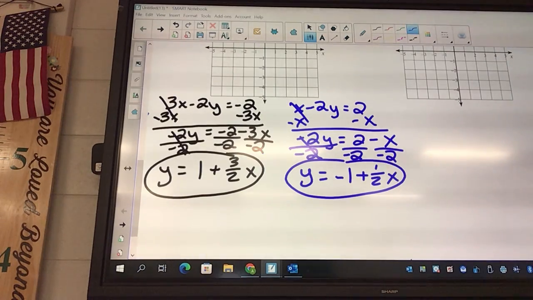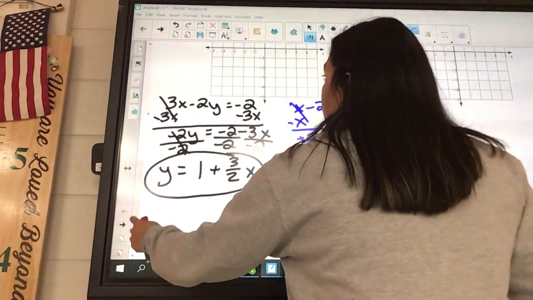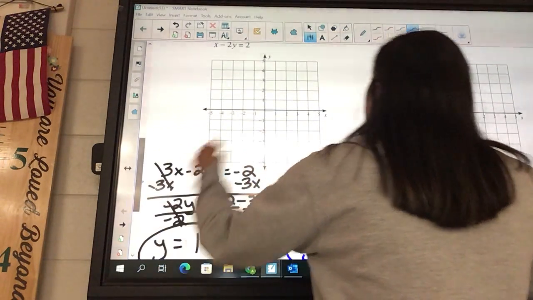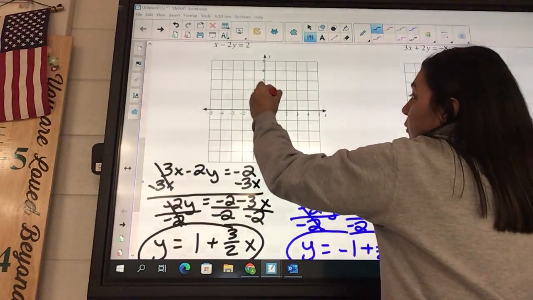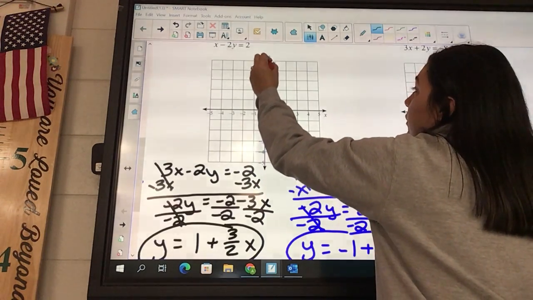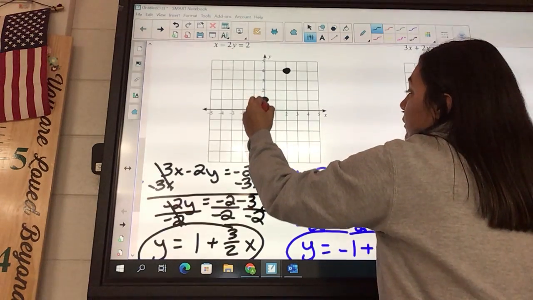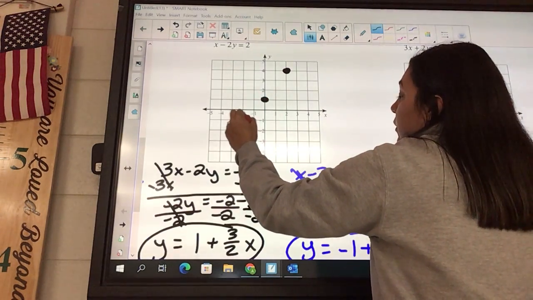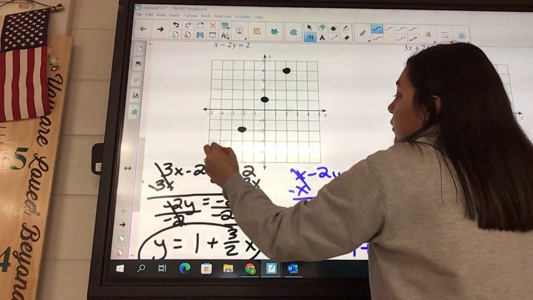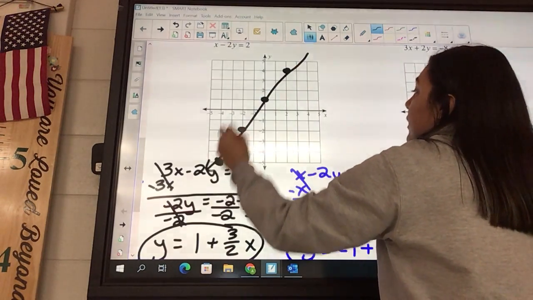The black line, where does it start? At 1. It starts at 1, and we have a slope of 3/2. So we go up 3, 1, 2, 3/2, or you can go down 3, 1, 2, 3/2. On the first line, you need to plot as many points as you can.